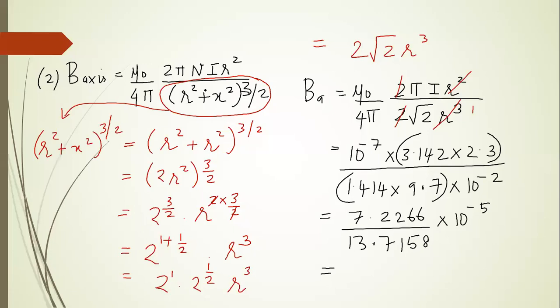Yeah, you should get 5.268. So if you are correct, then you should get 5.268 into 10 raised to minus 6 Tesla. Okay, so I can see the majority are getting the answer.